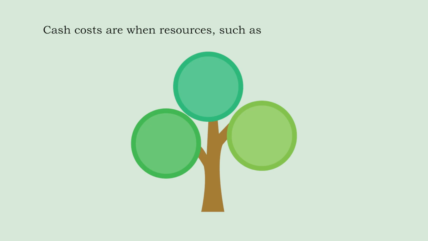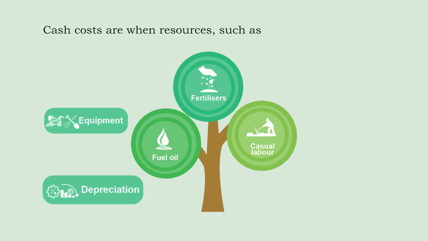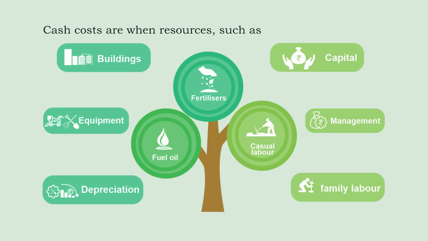Cash costs are when resources such as fertilizers, fuel, oil, casual labor, etc. are purchased and used immediately in the production process. Non-cash costs consist of depreciation of farm implements, equipment, buildings, etc. and payments made to the farmers themselves or family labor, management and owned capital. So what are the different categories of cost?